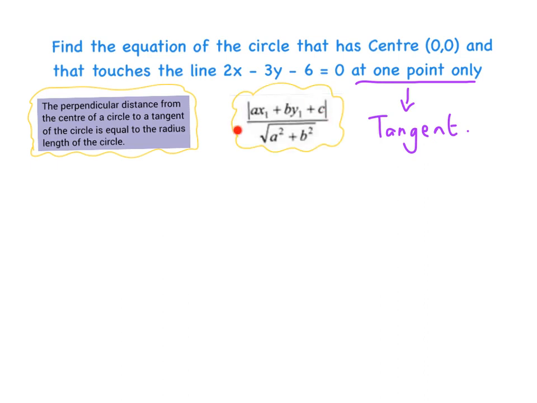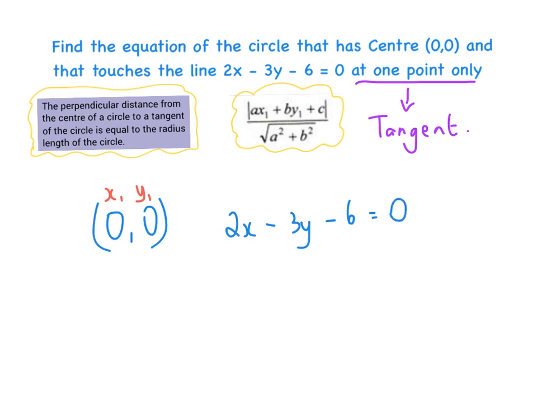Okay, so we have our formula from our log tables. We know that this is going to give us the radius. So off we go. So here we have our point 0, 0. So that's going to be x1, y1. We also have our equation of our line, 2x minus 3y minus 6 equal to 0. And for this formula to work, it has to be in this format. Okay, so here we have A, B, and C. B again with its sign and C also with its sign.